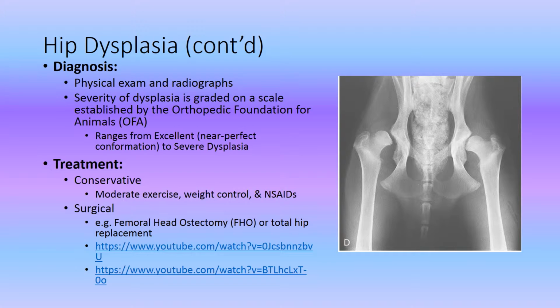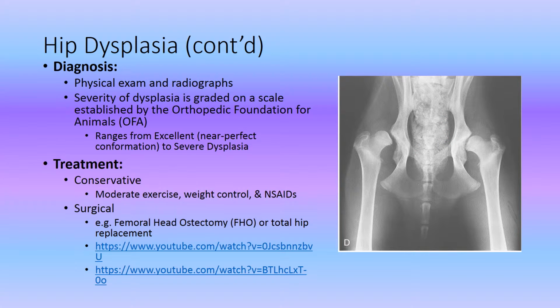The severity of dysplasia is graded on a scale established by the OFA. It ranges from excellent to severe dysplasia. This guy right here, I would say he's got to be close to having severe dysplasia. This is the head of the femur, this is the acetabulum, and they're just not even in touch with each other. This one is, but there's definitely some abnormalities going on with the acetabulum here. So this guy's in pretty rough shape. And wow, look at the amount of poop in his colon. I wonder if this guy is in so much pain and probably can't even walk, to the point that he's holding his feces and not able to defecate.